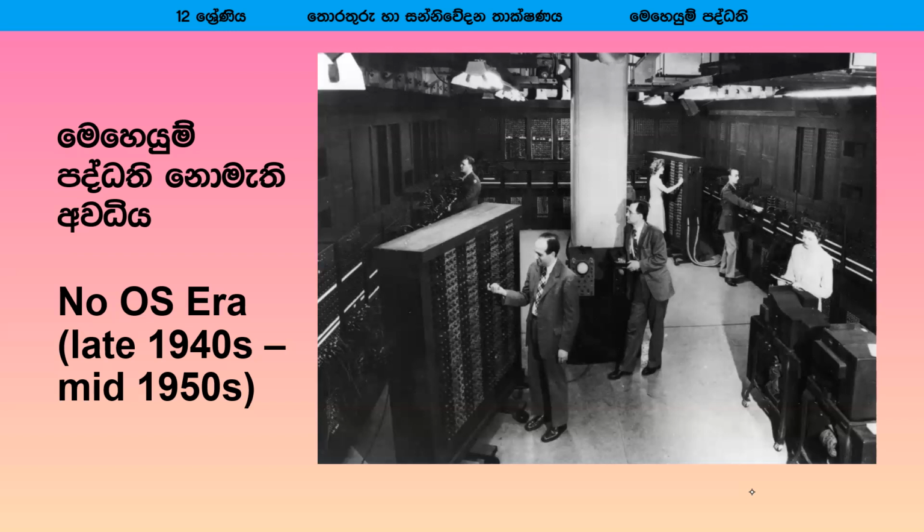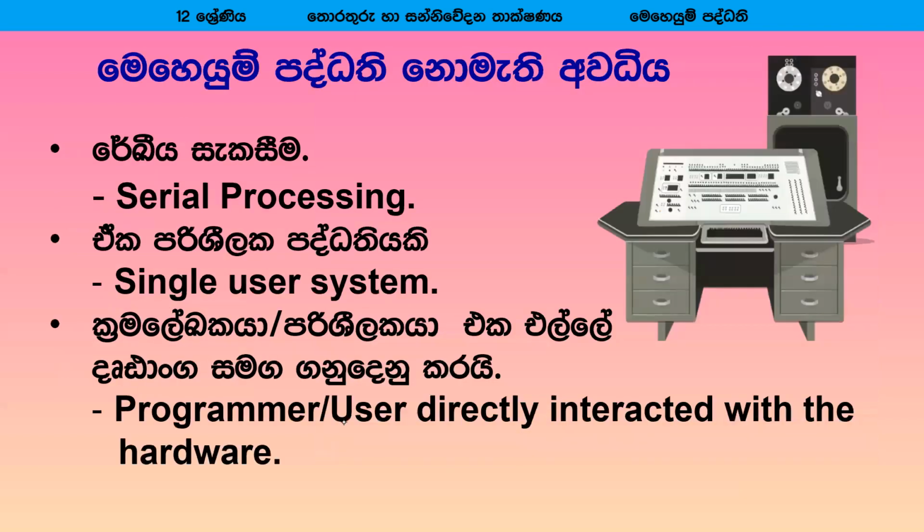So something similar to that. You just input things and it will print you out something. But we can't interact with it further than that, right? So we call the machines which have no operating system machines that do serial processing, right? Serial processing means processing one after the other.